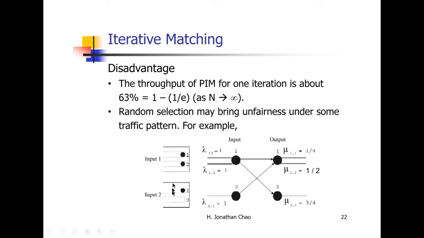For example, if you consider this case where you have this set of inputs, so 2 cells at the first input and 1 at the second, and the first two cells are destined for output number 1. On average, the throughput will be different for the different traffic flows, and in particular, you will have 1/4 for the connection from 1 to 1, and a half from 1 to 2, 3/4 for 2 to 1. Why this? This is wrong in the book, so be careful.